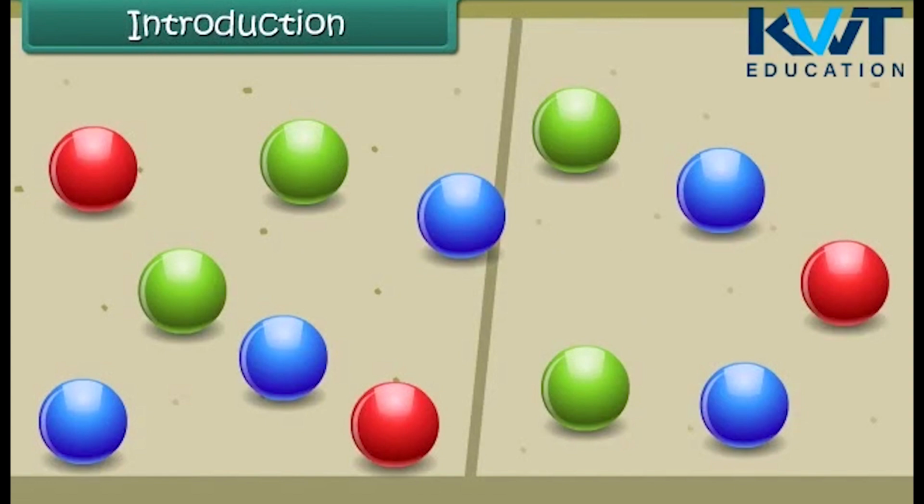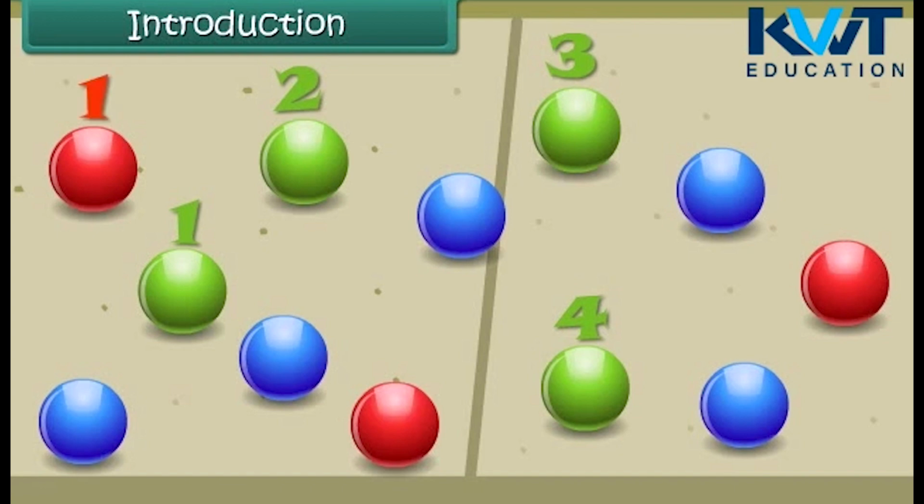Introduction. These are marbles. They are green, red, and blue-colored marbles. Let us count the marbles of each color. Let's first count the number of green marbles. 1, 2, 3, and 4. 4 green-colored marbles.